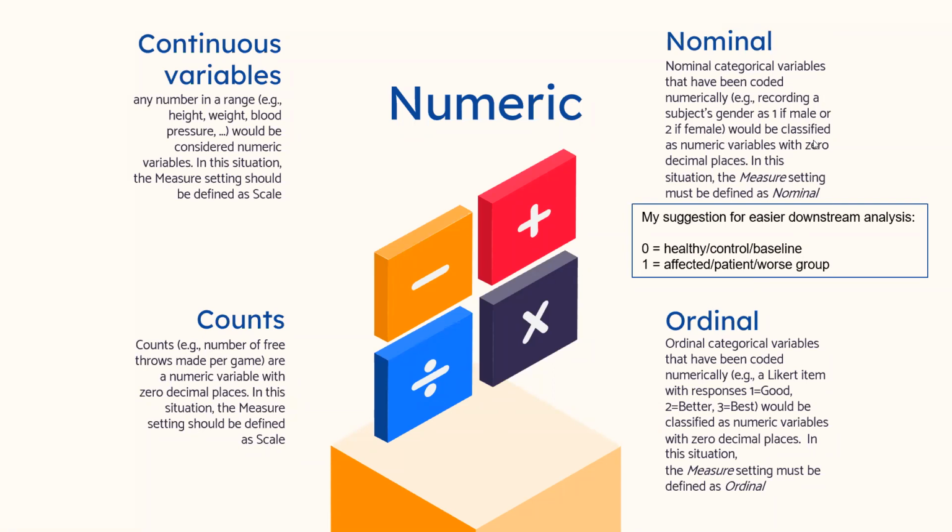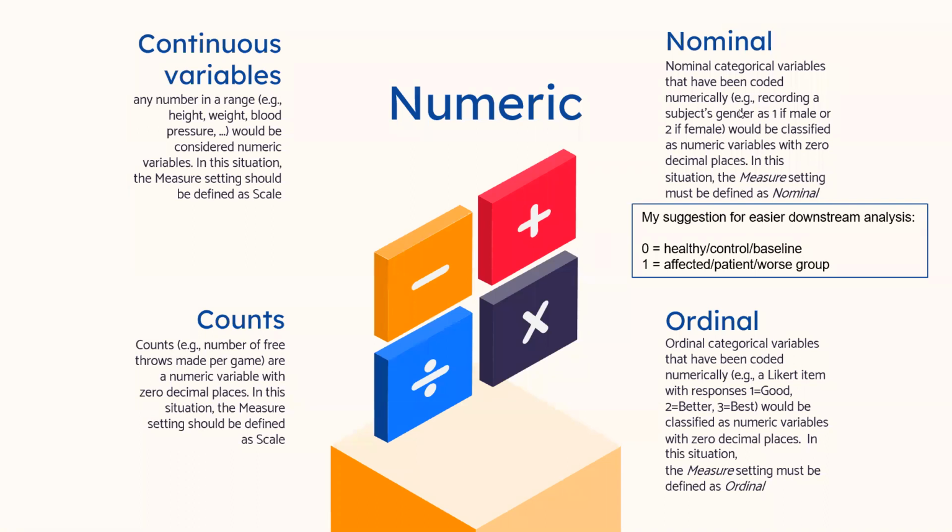Nominal parameters are usually defined when you want to group the participants, for example, as male and female. In this example, we coded 1 as male and 2 as female, and you have to define this as nominal. So nominal basically is when there's no weightage between the groups that you have defined.